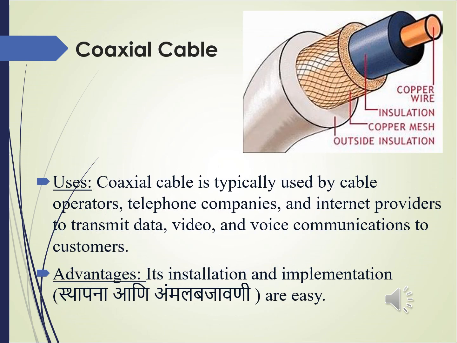The next type is coaxial cable. As you can see in the diagram, there is an inner copper wire which is covered by an insulating material, which in turn is covered by a copper mesh, and which in turn is covered by outside insulation, which is normally a plastic material. These types of thick wires are typically used by cable operators, telephone companies, and internet providers for transmitting data such as videos, voice, communications, etc. The advantage of coaxial cable is that its installation and implementation is very easy.